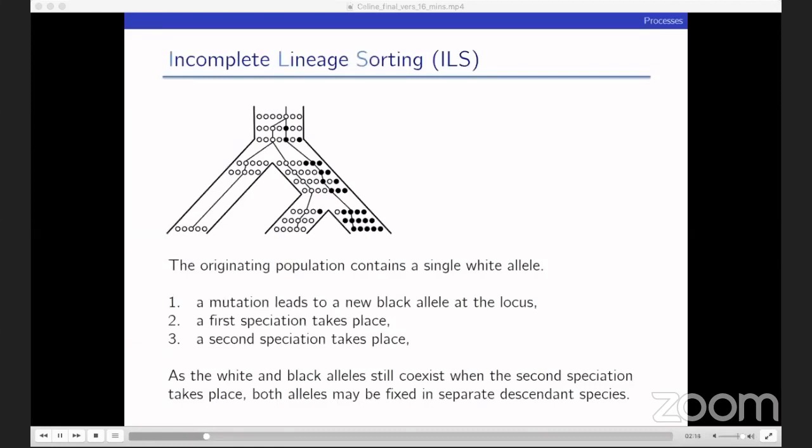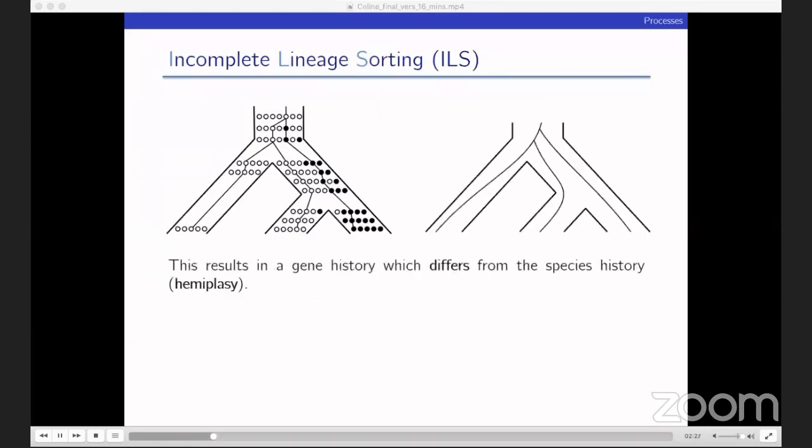As the white and black alleles still coexist when the second speciation takes place, both alleles may be fixed in the separate descendant species. In our example, the black allele is fixed in the rightmost population, while the remaining have the white one. This can produce discrepancy between the gene tree and the species tree. Hemiplasy is a term used to refer to the species tree-gene tree conflicts that result from incomplete lineage sorting. It is important to realize that such a scenario is entirely neutral. There is no need to assume differences in fitness between the white and black alleles for such an occurrence to occur.